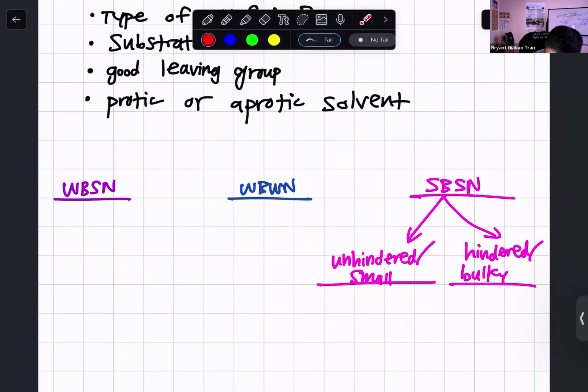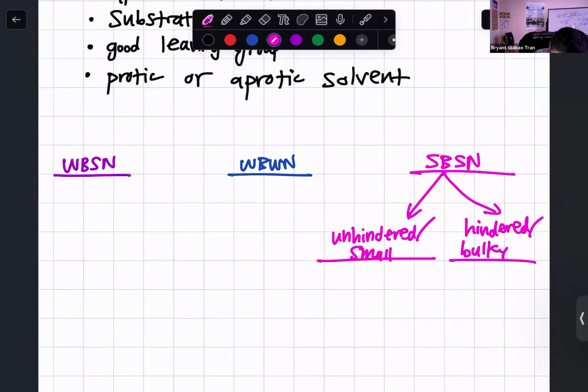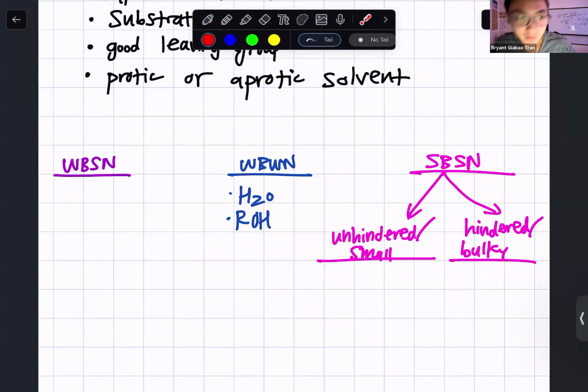Right. So the easy list to remember is the weak base, weak nucleophile. The most common ones are neutral water and neutral alcohols, ROH, where R is any random hydrocarbon chain like ethyl, methyl, or isopropyl, right? These are considered weak base, weak nucleophiles because they are neutral and they are very stable. And because they are stable, they are not reactive, making them weak base, weak nucleophile, right?